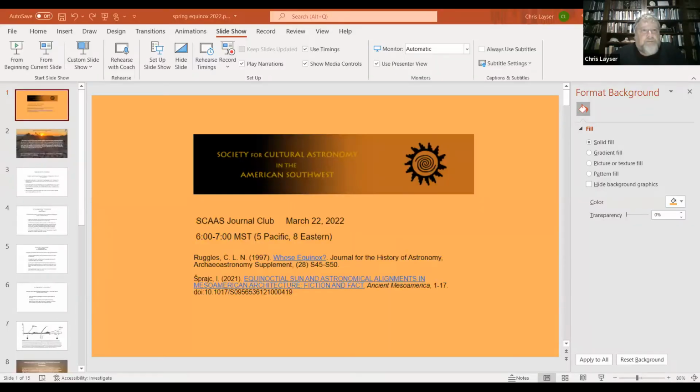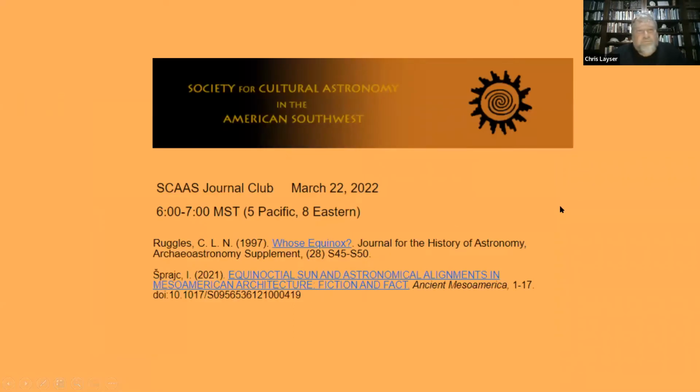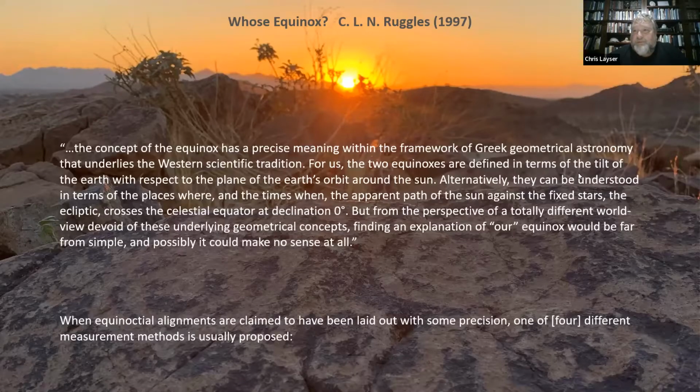I guess, without further ado, we can jump right into it. I'm gonna share out my screen. There again, just the papers, Ruggles, 1997, Whose Equinox? Which of course I think is a groundbreaking and very important paper if you're going to be doing any kind of work in the field. So let me minimize this for a second. I just wanted to bring out two things here from the beginning of his paper.